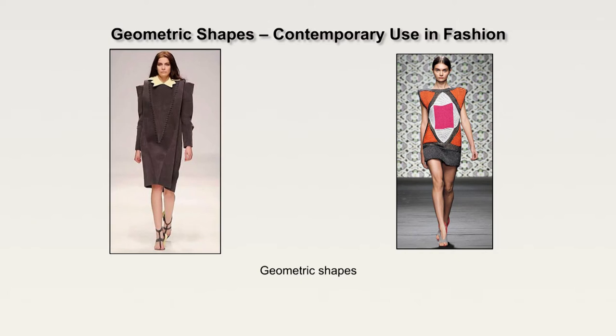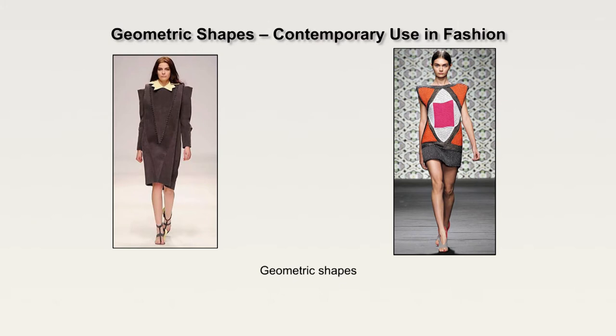Another example of sculptural fashion can be seen in this image. It has geometric shapes also in the collar and also in the silhouette. The picture on the right has great proportion, broad shoulders that flatter the waistline, making it appear thinner, and also has bold geometric panels on this dress.